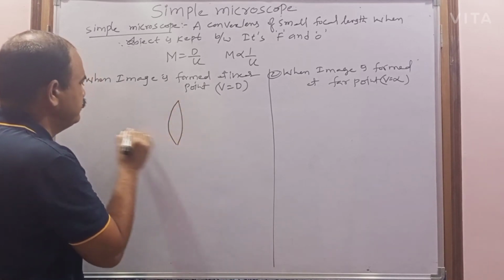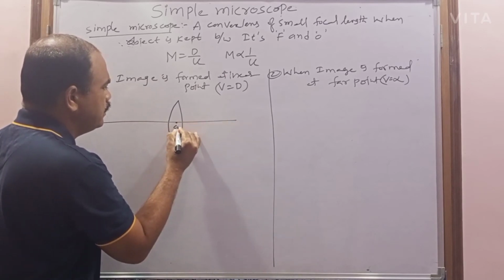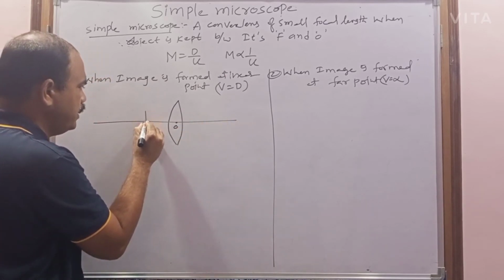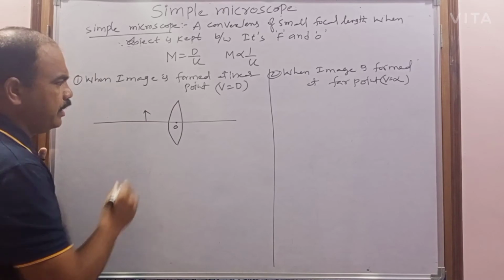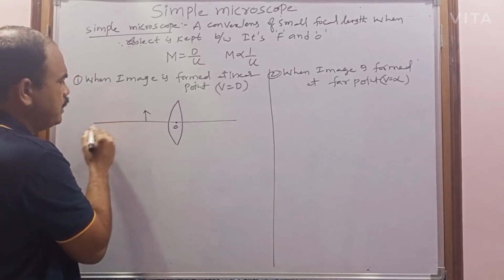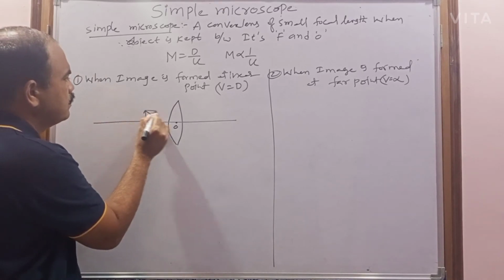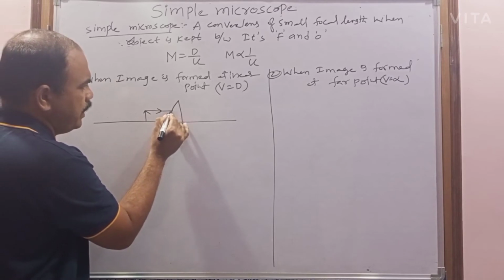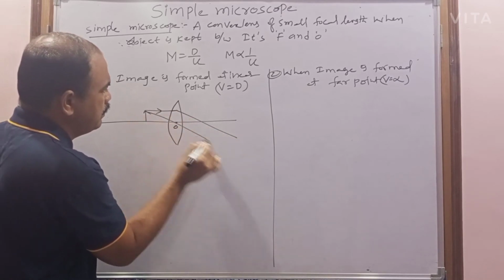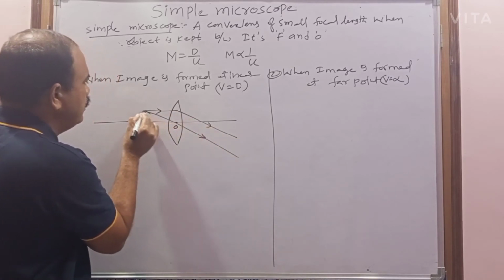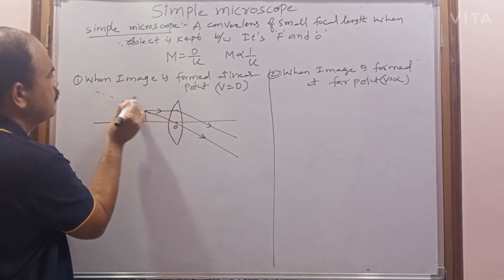Now consider, this is the optic center and this is the principal axis. Now you have to keep the object here. Now the image can be formed at the near point. Consider that this simple microscope forms the image at the near point.